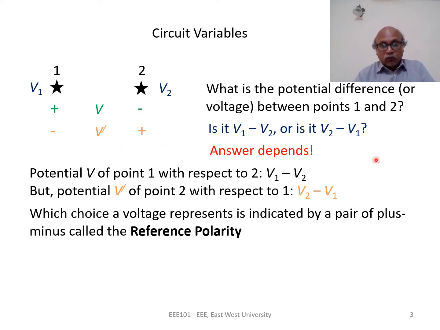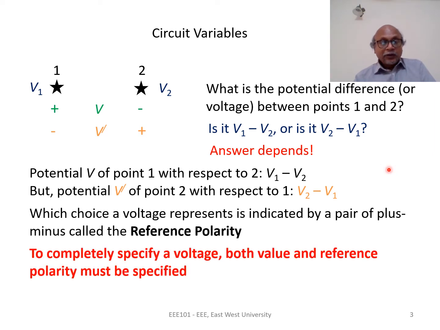Okay. Now we always have to remember that to completely specify a voltage, we need to show both the value V or V prime and the reference polarity represented by a pair of plus minus signs. If we do not mention either the value or the reference polarity, the voltage specification is incomplete.